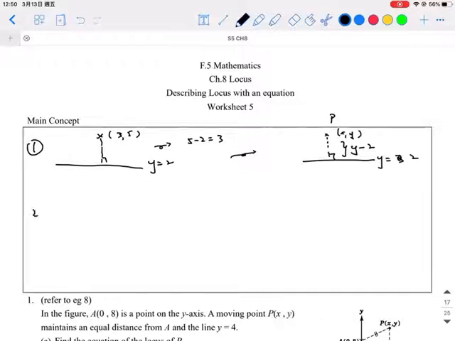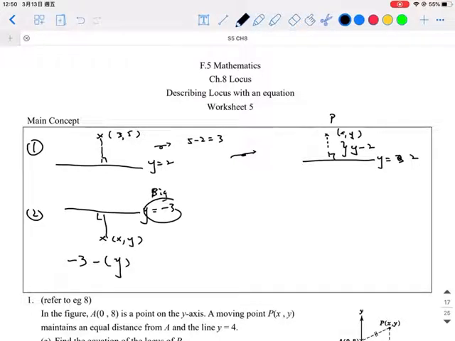And for the second case, if the line is above the point, for example y is equal to -3, and this is P(x, y), then the perpendicular distance will become -3 minus y. Okay, because this value is bigger than this value.